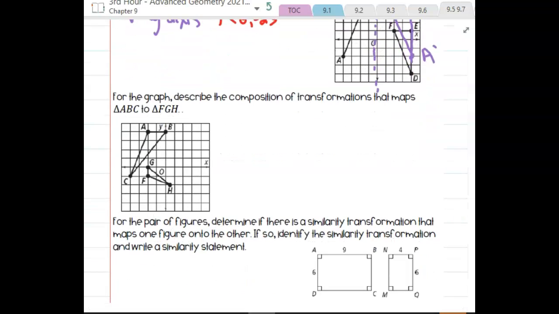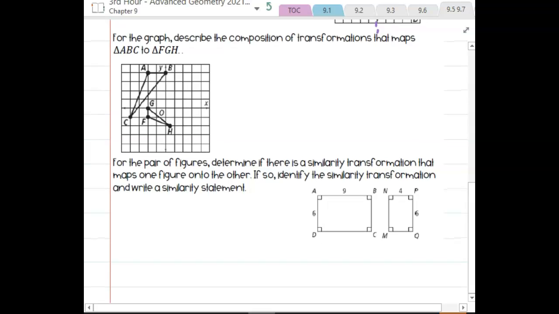The next 2 are going to be the similarity transformations. So these are going to include one of the rigid motion transformations and then possibly a dilation. So for this one, we want to describe the composition of transformation that maps A, B, C, D to F, G, H. Now, what's the first obvious thing I'm going to have to do?